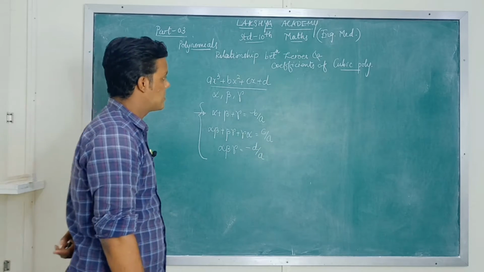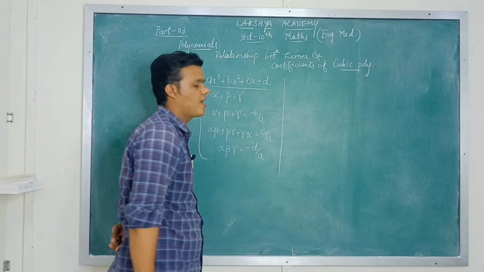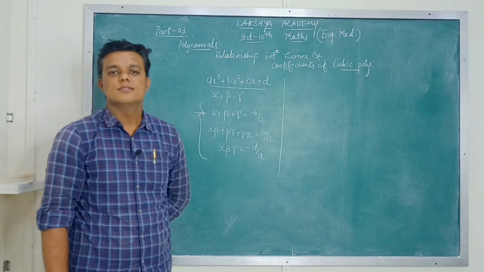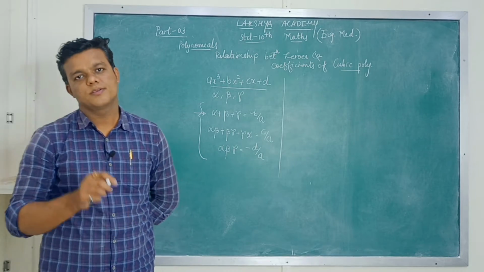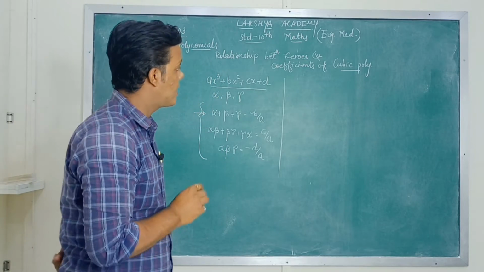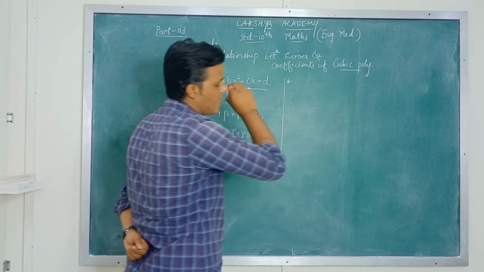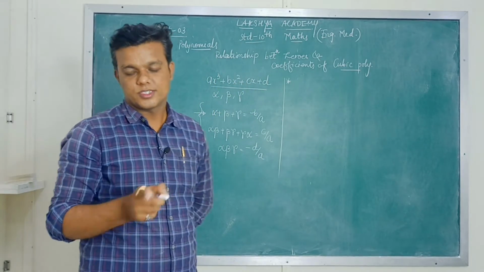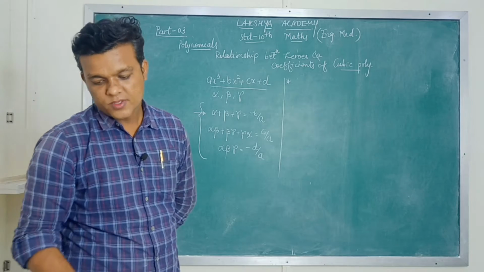Now we will see an example related to this, where we have to check whether the relationship between zeros and coefficients is true or not, right? So we will try to check. You have an example related to this in your textbook. Let me write the question first.